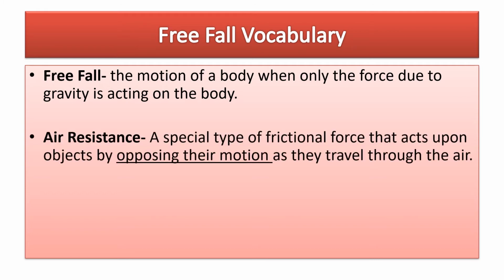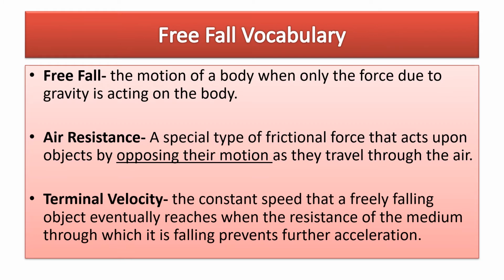Air resistance is a special type of frictional force that acts upon objects by opposing their motion as they travel through the air. So if you're falling down, your air resistance is moving against that motion. It's a frictional force. Terminal velocity is the constant speed that a freely falling object eventually reaches when the air resistance of the medium through which it is falling prevents further acceleration. So if we had that free body diagram again, you're falling because the force due to gravity is pulling you down. And if you didn't neglect air resistance, then you could put in a little bit of force due to air. It's F sub air.